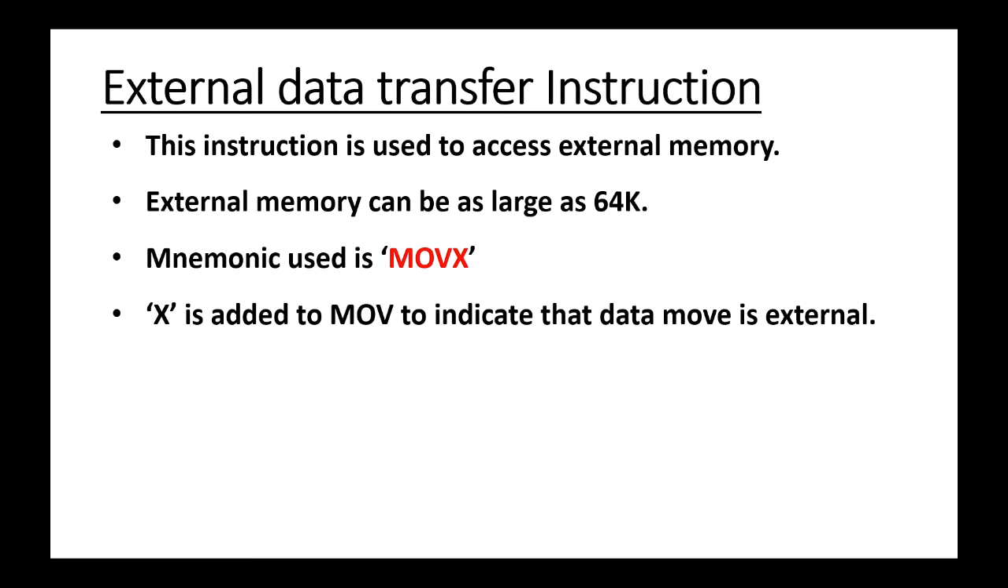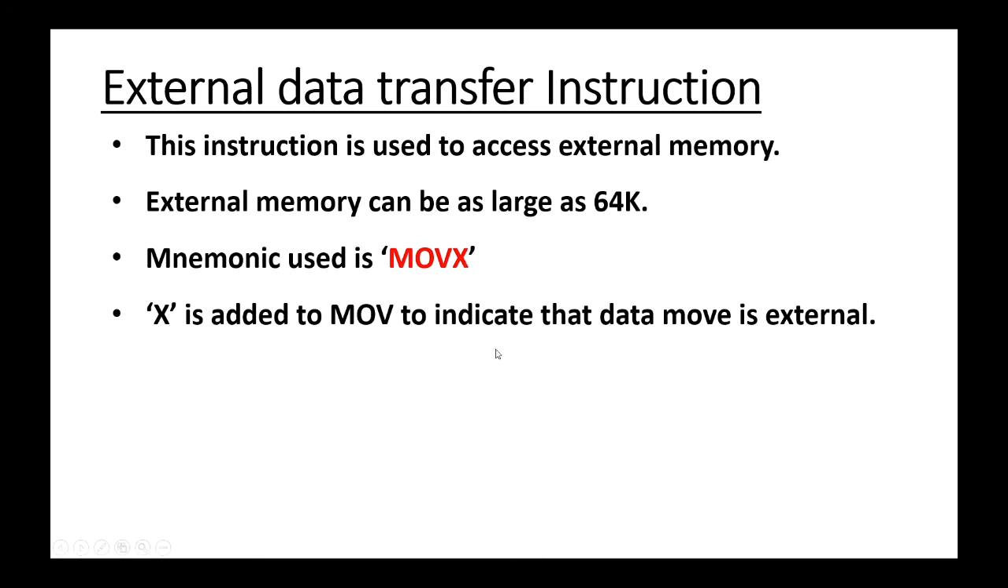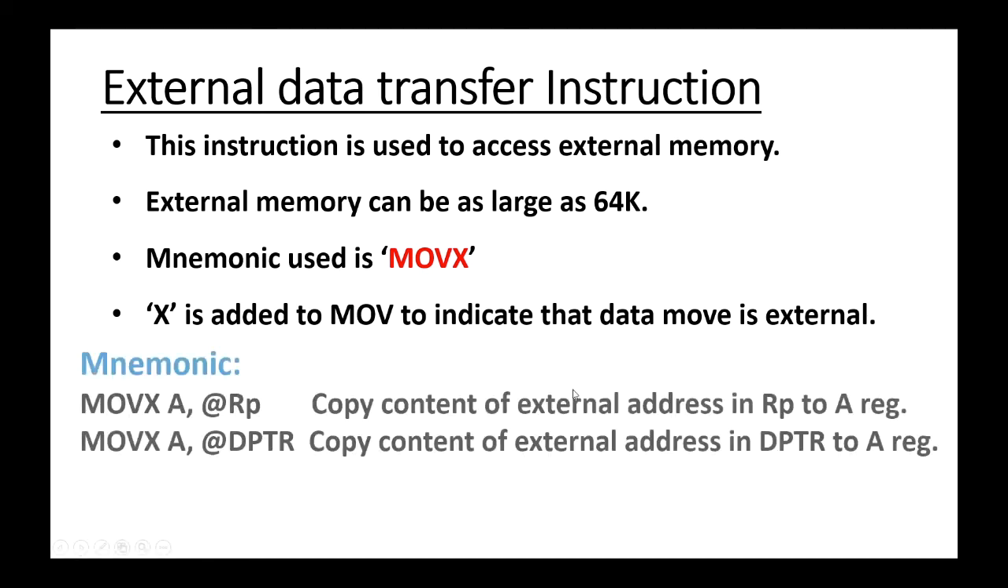So when there is a need to access external memory where data is stored, MOVX, a variation of the move instruction, is used. X is added to MOV to indicate that the data movement is external. From the external memory you are fetching the data. So there are two variations, MOVX A, @RP and MOVX A, @DPTR. RP is a register pointer, and we have already seen which two registers are the register pointers among the 8 registers.